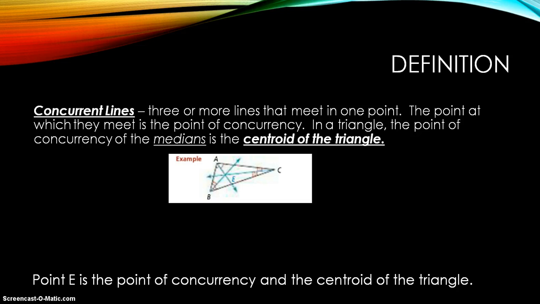Now we have one more definition I want to make sure we get before we get into properties using concurrent lines. These are when we have 3 or more lines that meet in one point. The point where they meet is called the point of concurrency. Now in a triangle where we have concurrency of your medians, so if we were to take all 3 medians and draw them together, it is called the centroid of the triangle. So in this case, point E is the point of concurrency and the centroid of the triangle.